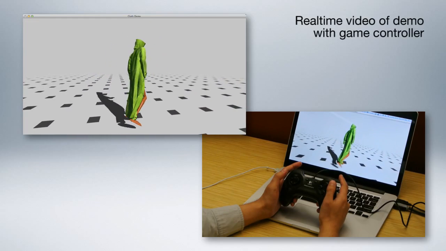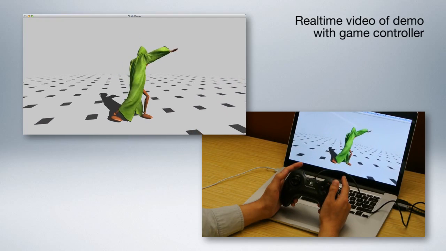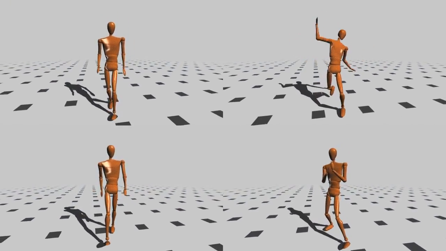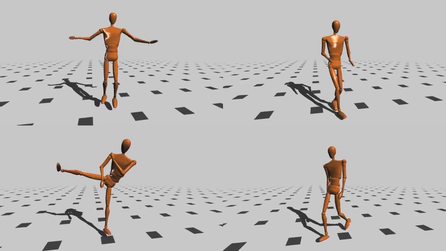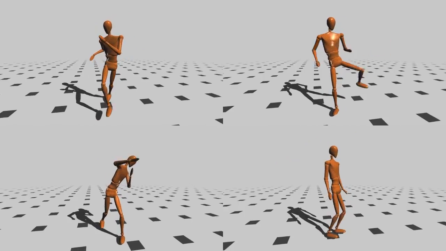frames per second. We do this by pre-computing over 99,000 frames of cloth simulation. We first build a standard motion graph from recorded human motion, some of which is shown here. We then simulate clothing for each of these clips.